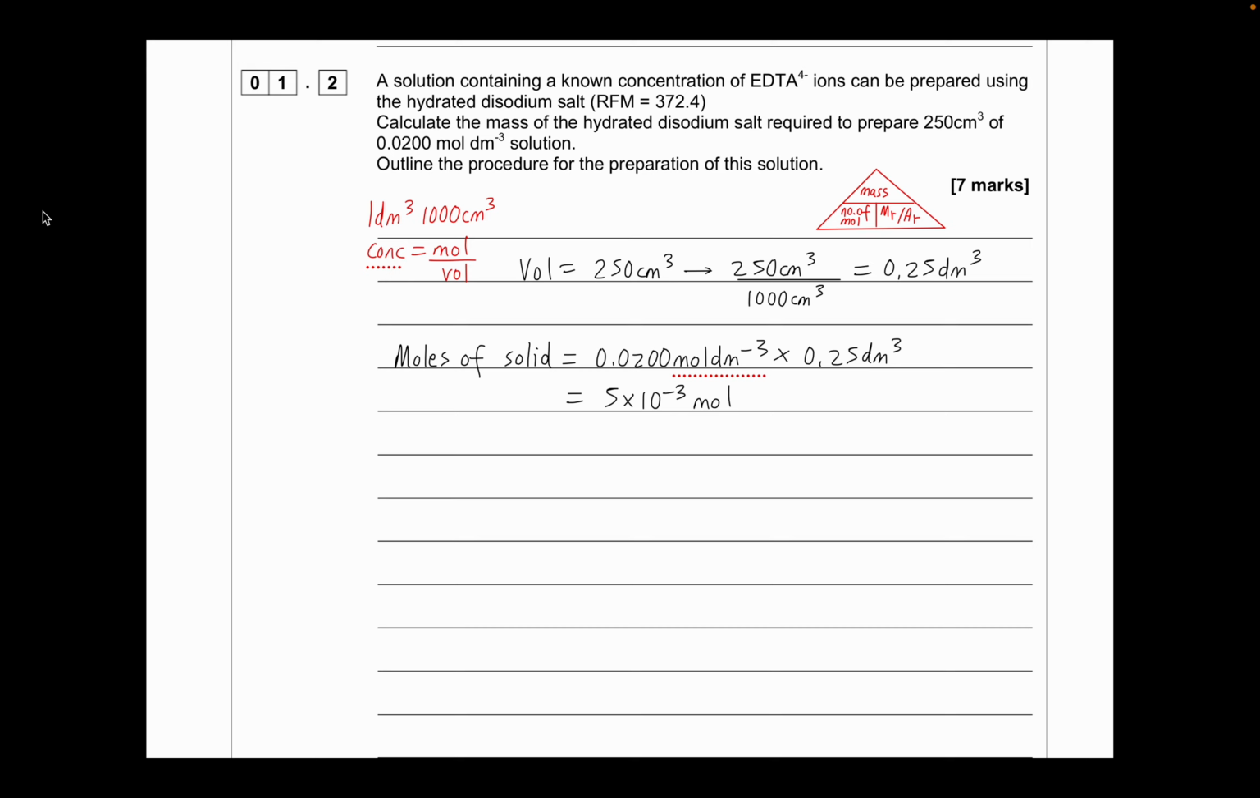Okay, so now the moles of the solid is given. What we have done is we have multiplied the concentration of the solution by the volume of that solution, which is converted to dm cubed. So that would give it as 5 times 10 raised to the power of -3 moles. This is the moles of the solid.